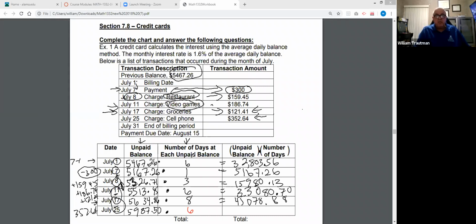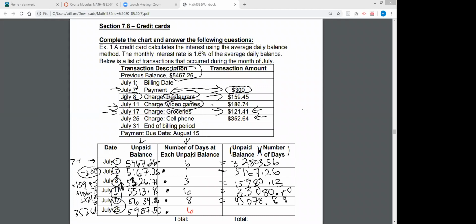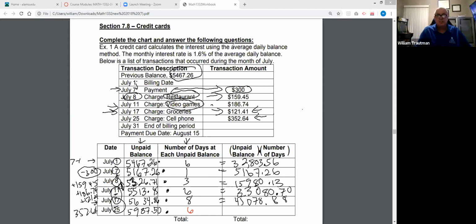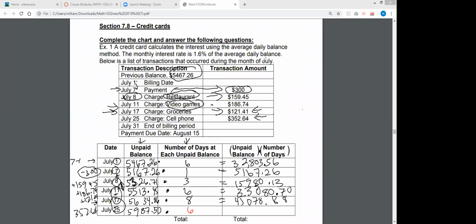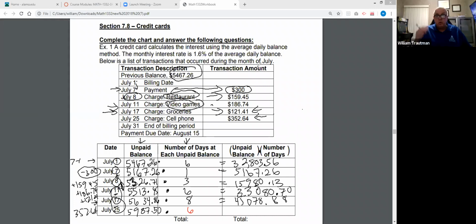Somebody has their microphone on and they're talking in the background. Technically, would it be 15? Because it says that the payment due date was August 15th. Yeah, no, we're going to go the same format all the way down.